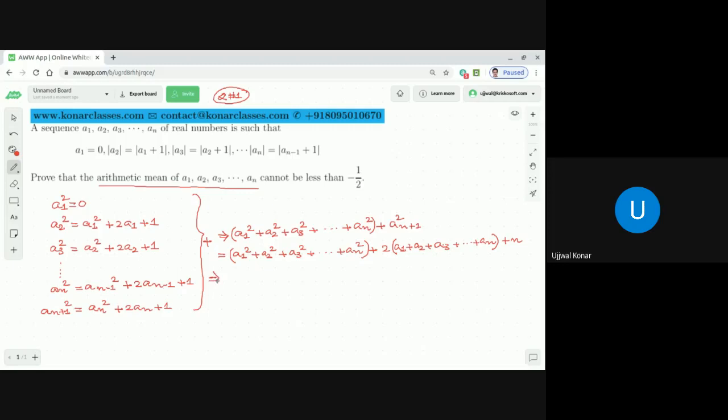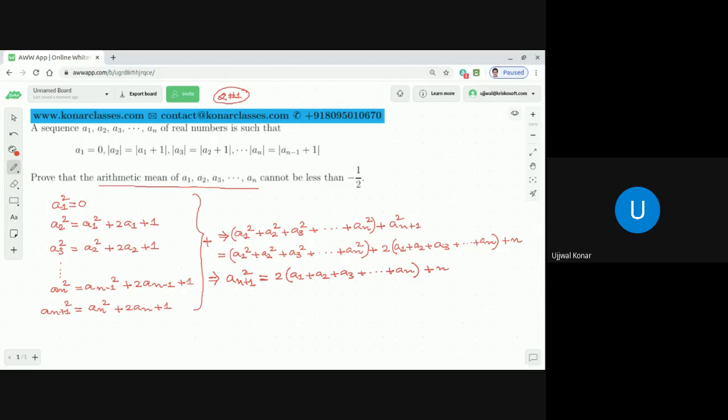So then what we are going to get, dear students, is that in the left hand side we get an plus 1 square. Correct? That is equal to, in the right hand side, 2 into a1 plus a2 plus a3 up to dot dot dot up to an, plus n. Yes.